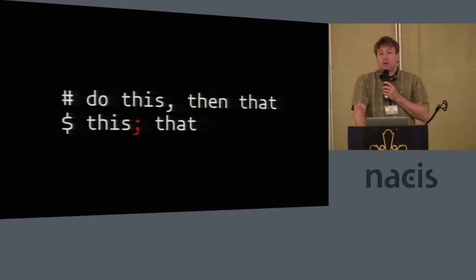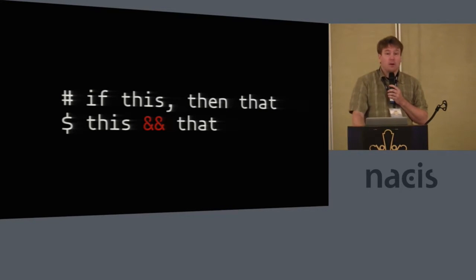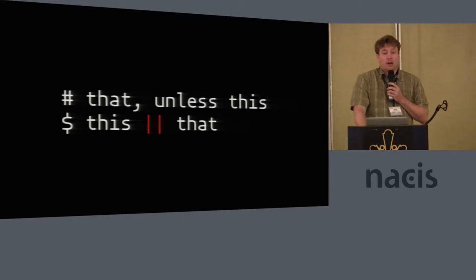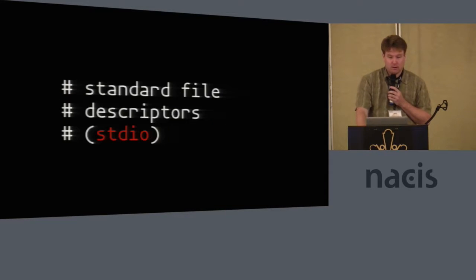If you want to do this and then you want to do that, you throw a semicolon between them. If you want to do this and then do that, but only if this succeeded, put a double ampersand. If you want to do that unless this, so if this fails you want to do that, you use a double or, a double pipe. So it's this or that.